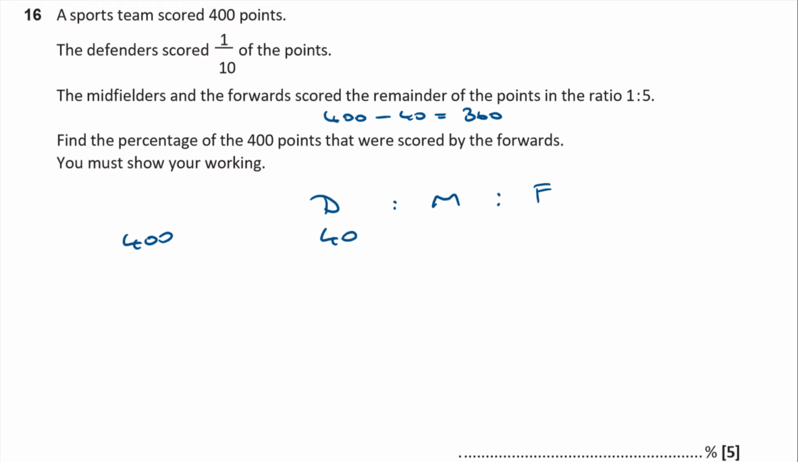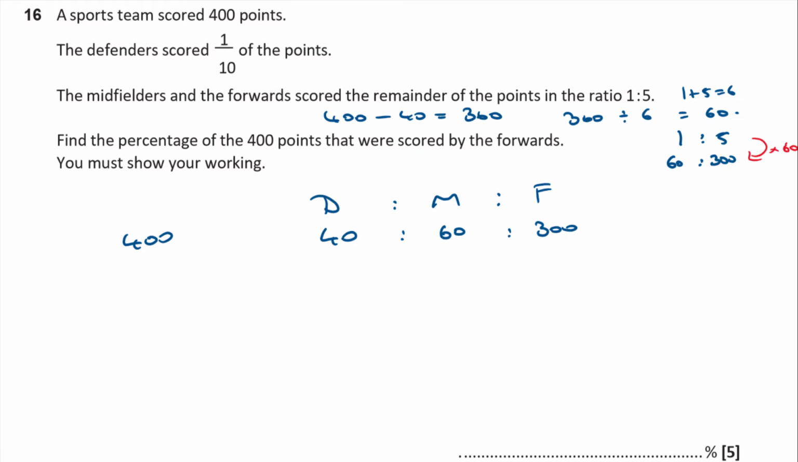So then we need to divide that in the ratio of 1 to 5. Now 1 plus 5 is 6. So if we take 360 and divide it by 6, that's going to give us the value of 60. So then taking my ratio of 1 to 5, more ratios, can you see? Timesing it up by a factor of 60, that's going to be 60 and 300. So that means the midfielders would have scored 60 points and the forwards 300 points.